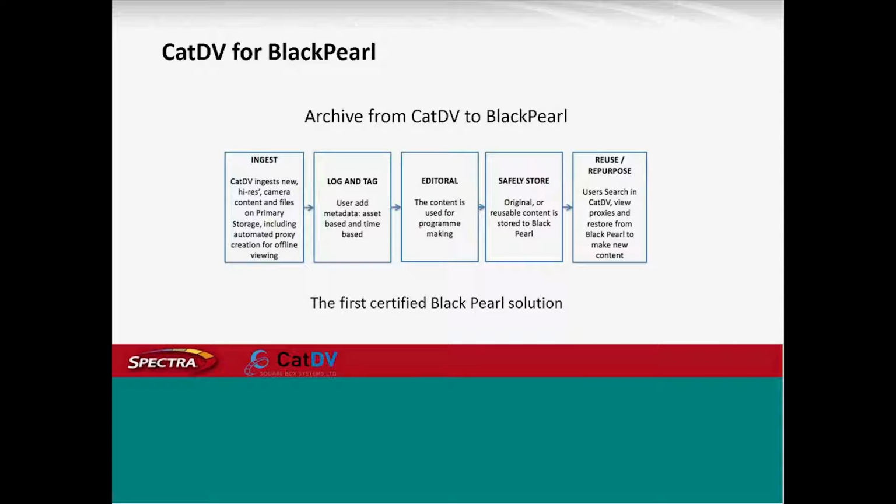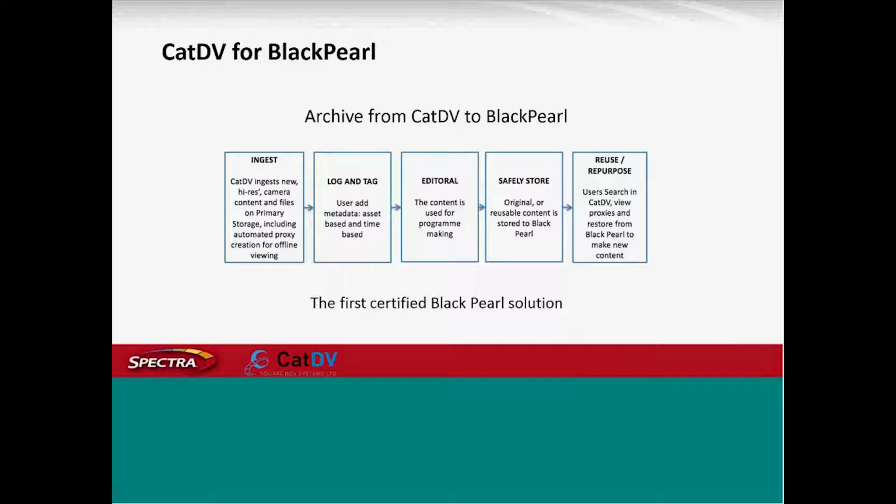Which brings us to BlackPearl. With CatDV, here's a typical workflow that shows us being able to take content, ingest it, use it for some kind of creative editorial process, enrich the metadata a little bit, and then importantly, to be able to safely store that content on a device like a BlackPearl, and then be able to restore it back to primary storage or even secondary storage at the point that it needs to be used. And we are really pleased to be the first certified BlackPearl solution approved by Spectra, and it's a very exciting time for us, which is why we're here talking.